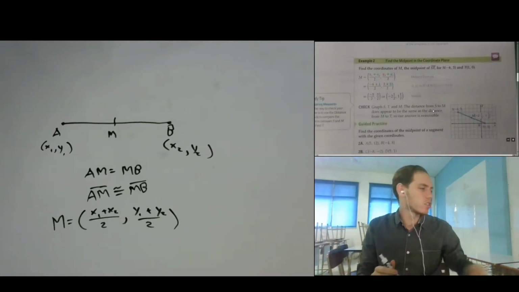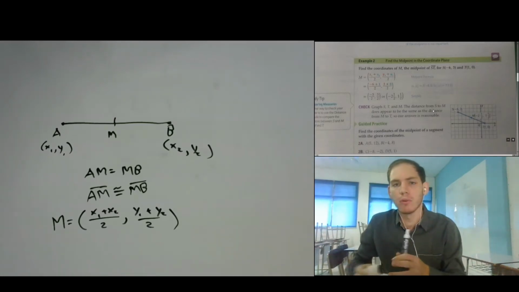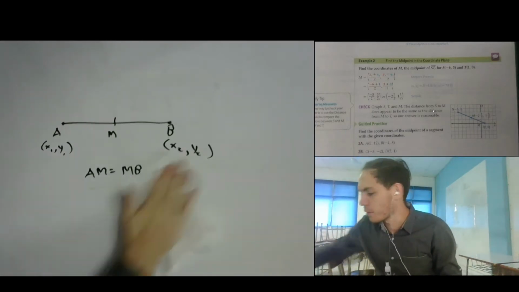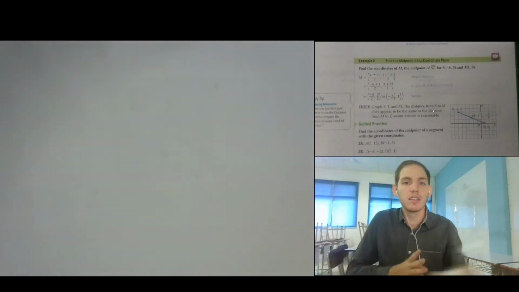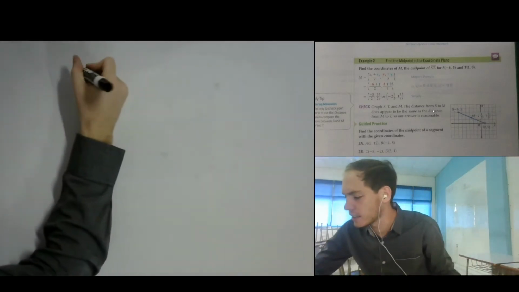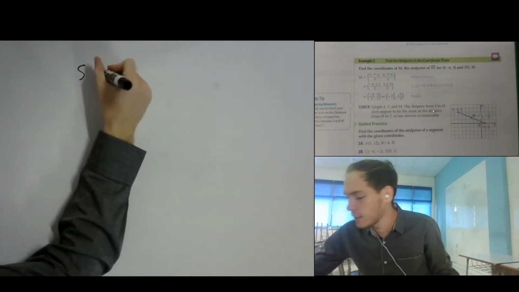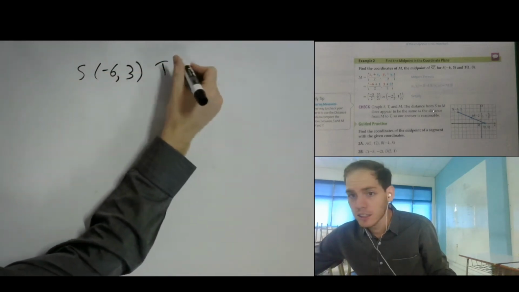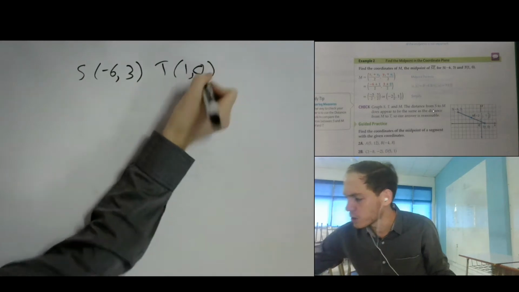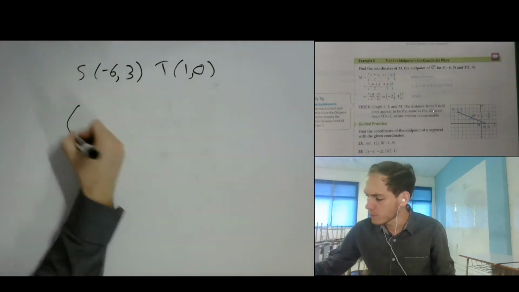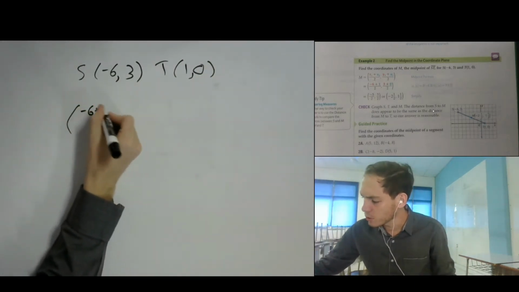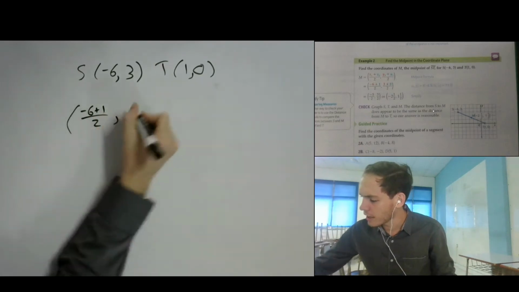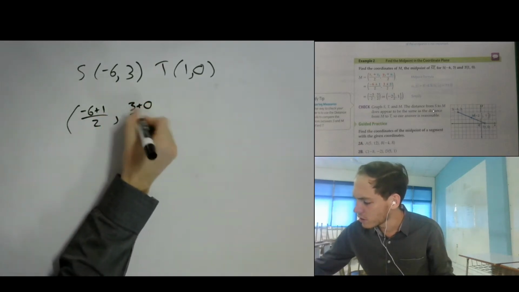Okay, let's do a practice problem. So we have 2 points. Find the coordinate midpoint of ST. So S is (-6, 3), and T is (1, 0). So what do we do to find the midpoint? Well, we do -6 plus 1 divided by 2, and 3 plus 0 divided by 2.